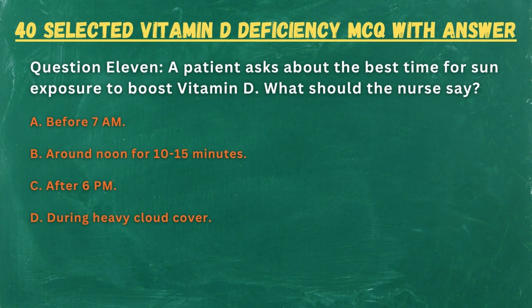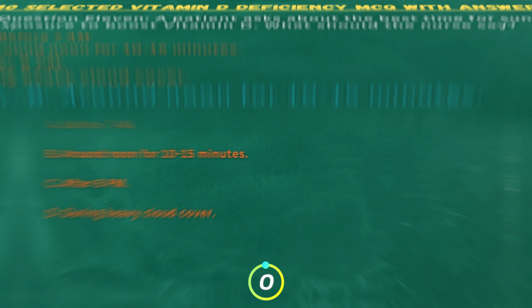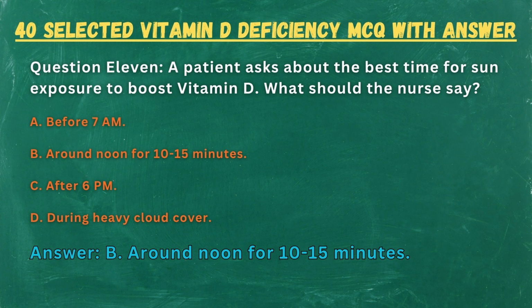Question 11. A patient asks about the best time for sun exposure to boost vitamin D. What should the nurse say? A. Before 7 a.m. B. Around noon for 10 to 15 minutes. C. After 6 p.m. D. During heavy cloud cover. Answer: B. Around noon for 10 to 15 minutes.